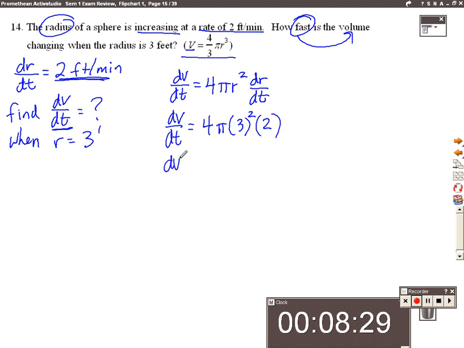So this is a simple arithmetic problem. dV/dt, 3 squared is 9, times 2 is 18, 18 times 4 is 72 pi. Our units would be cubic feet per minute because we're measuring volume per minute. And that's a pretty simple related rate problem that I think all of you would be able to handle.